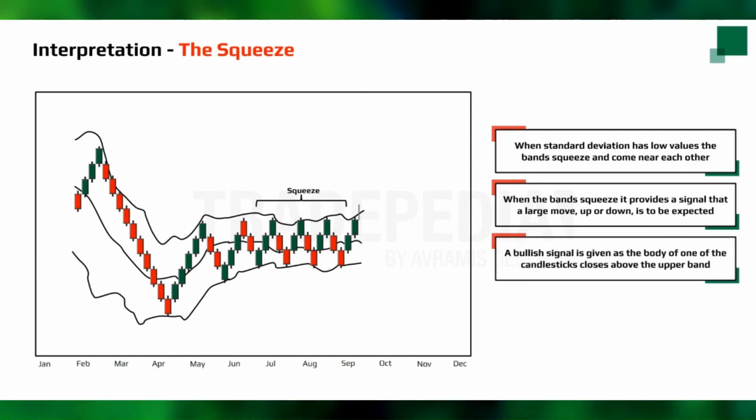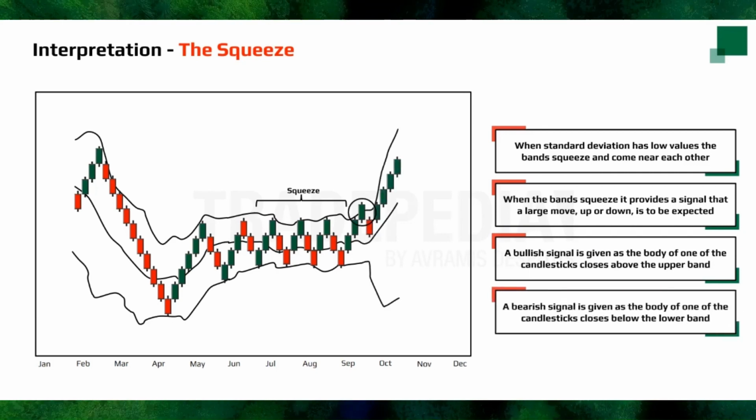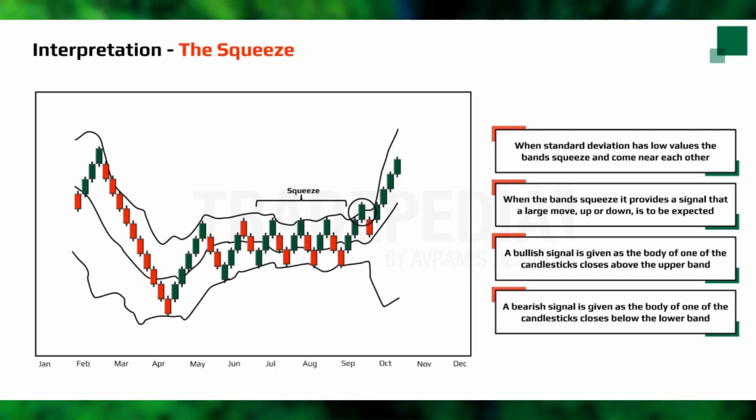A bullish signal is given as soon as the body of one of the candlesticks closes above the upper Bollinger Band. A bearish signal is given as the body of one of the candlesticks closes below the lower Bollinger Band.